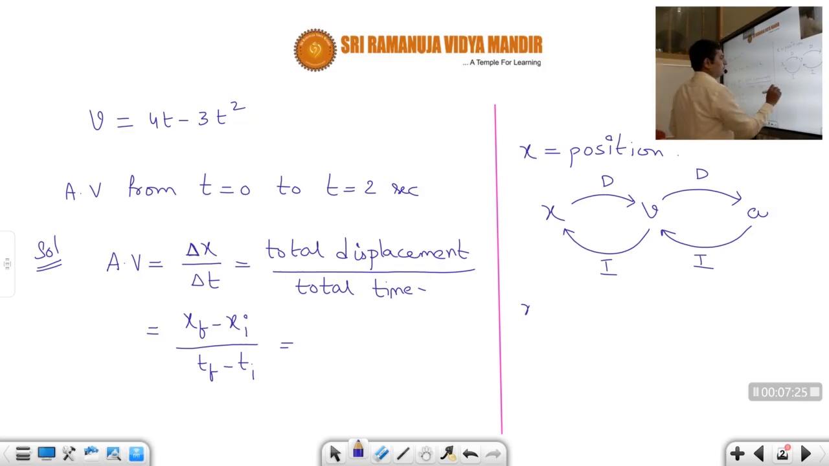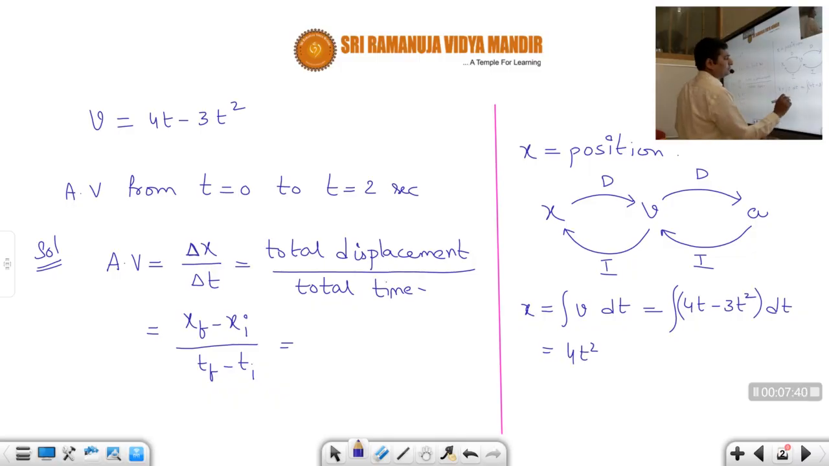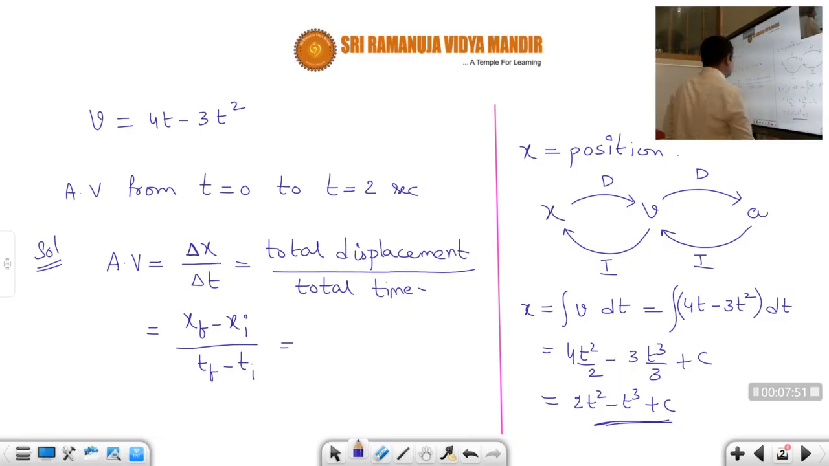So now you can easily calculate x is equal to integral v dt. So that is equal to integral of 4t minus 3t square times dt. Correct or not, students? So that is equal to 4 into, here you have to be careful, students, 4 t square by 2, minus 3 into t cube by 3, of course, plus c. So that is equal to 2t square minus t cube plus c. This is the function for x.